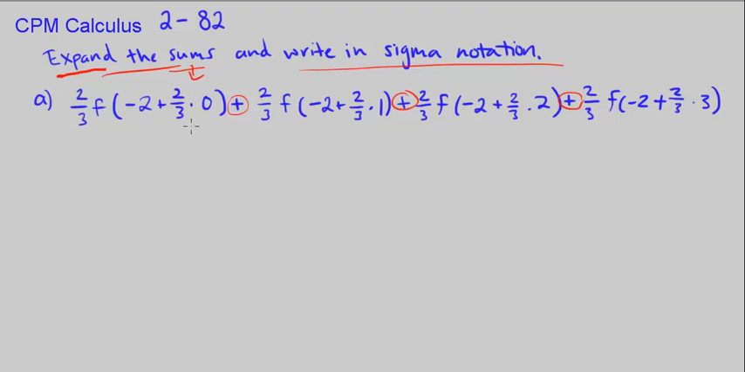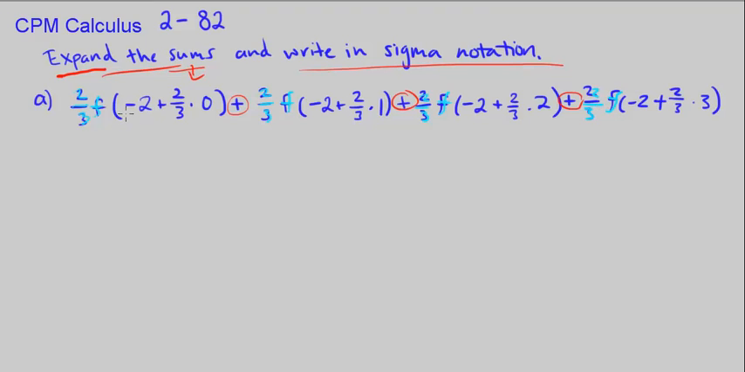So each one of these looks pretty similar except for one thing, right? If you look at them, they all have 2/3 in front. They all have 2/3 being multiplied by our function of f. Our function of f, our function of f, our function of f.